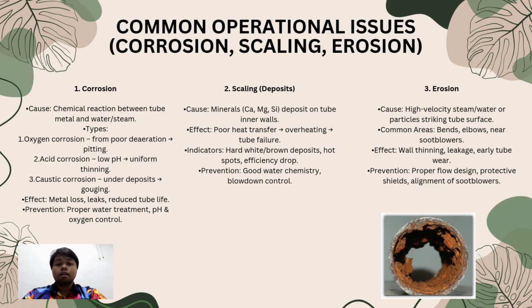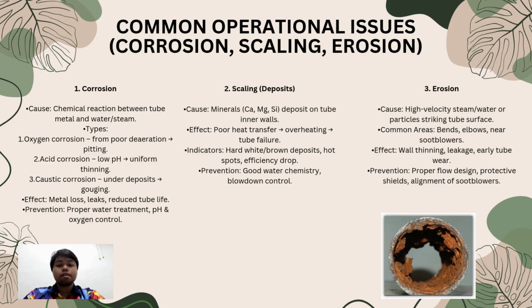Common operational issues. First, corrosion. Cause: chemical reaction between tube metal and water or steam. Types. First, oxygen corrosion, from pore dilations to pitting. Second, acid corrosion, low pH to uniform thinning. Third, caustic corrosion, under deposits to gouging. Effect: metal loss, leaks, reduced tube life. Prevention: proper water treatment, pH and oxygen control.